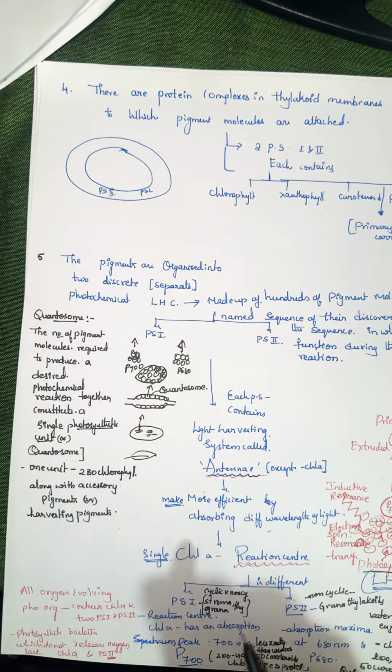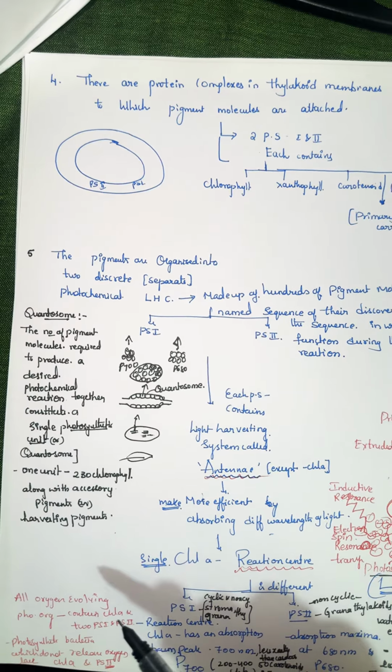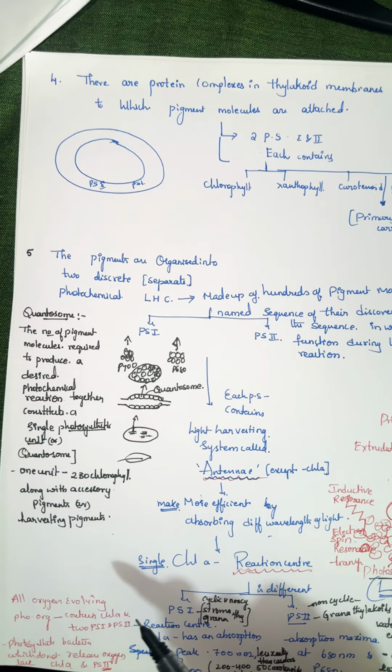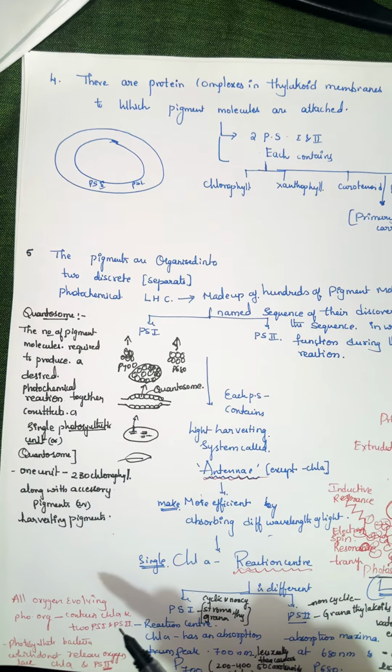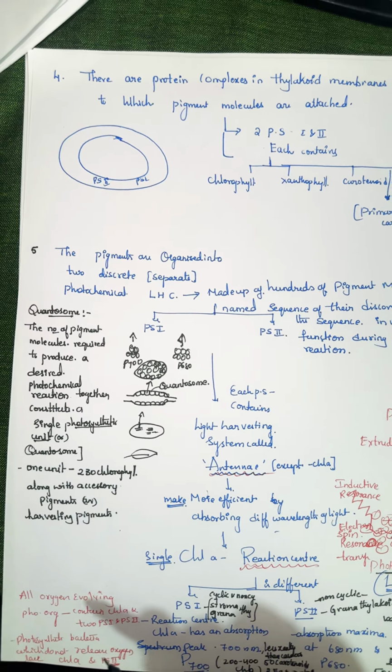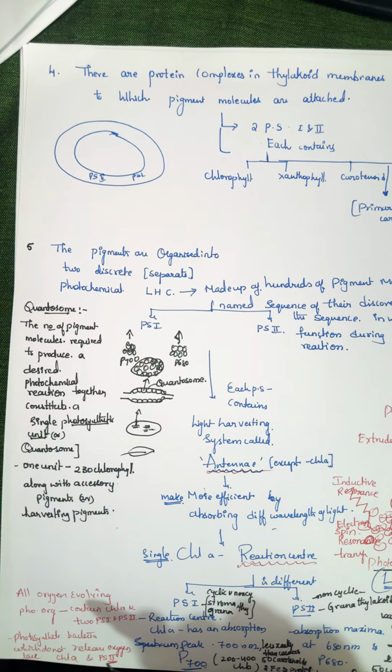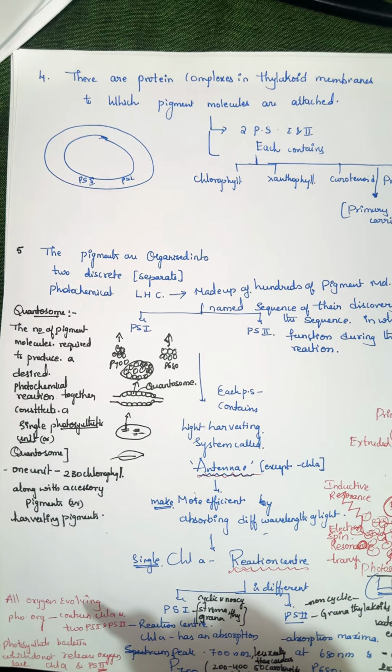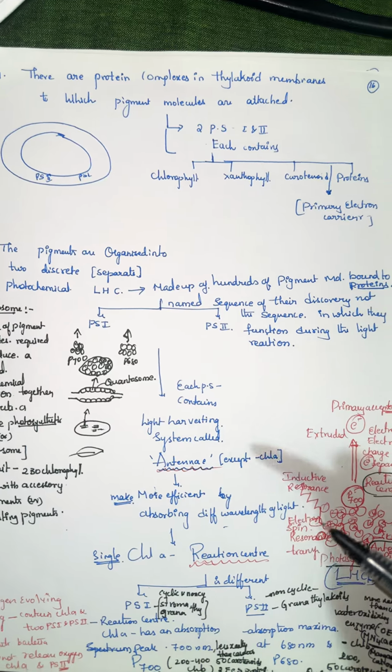All oxygen evolving photosynthetic organisms contain chlorophyll A and two photosystems, PS1 and PS2. Photosynthetic bacteria which do not release oxygen lack chlorophyll A and PS2, but cyanobacteria do contain bacteriochlorophyll. Here, photosystem 1 and 2.